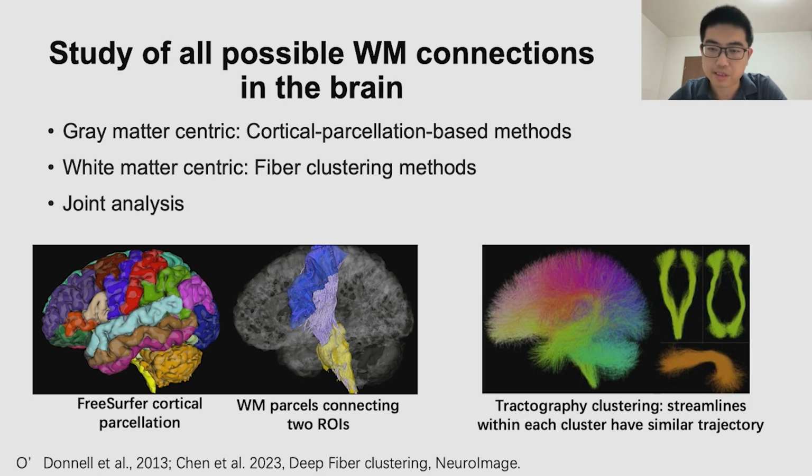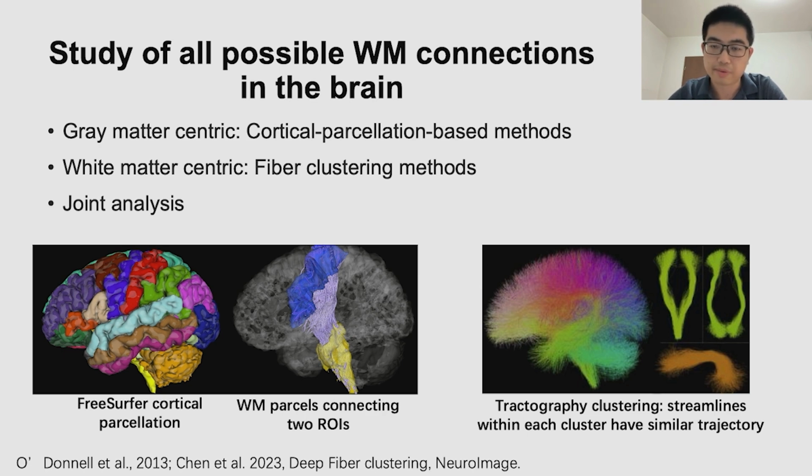And another way to parcellate the whole brain tractography is called fiber clustering methods that work from a white matter-centric perspective. So these methods group the streamlines according to their geometric trajectories and describe the structural connectivity according to the white matter anatomy. And on the right figure, you can see a whole brain tractography parcellated into many small fiber clusters, where each cluster has a unique color, and the streamlines within each cluster have very similar geometric shapes.